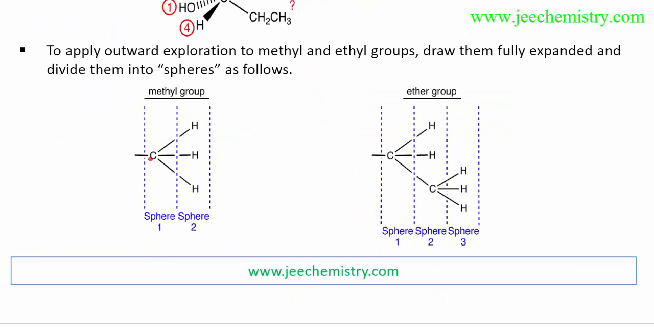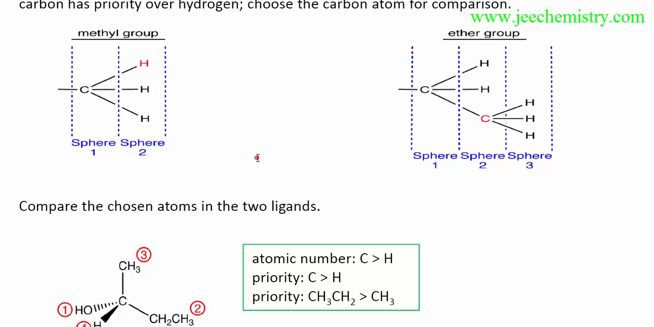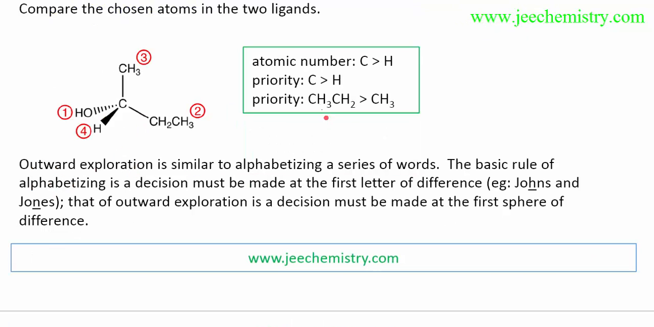Here I have shown the carbon attached with 3 hydrogens, and here carbon attached with this carbon, so these two are similar, but one has 3 hydrogens and the other has 3 carbons. Carbon has a higher atomic number than hydrogen. That's why the carbon group is given higher priority than these groups. Now it is given number 2 and this is number 3. Here the priority of CH2 is higher than CH3.